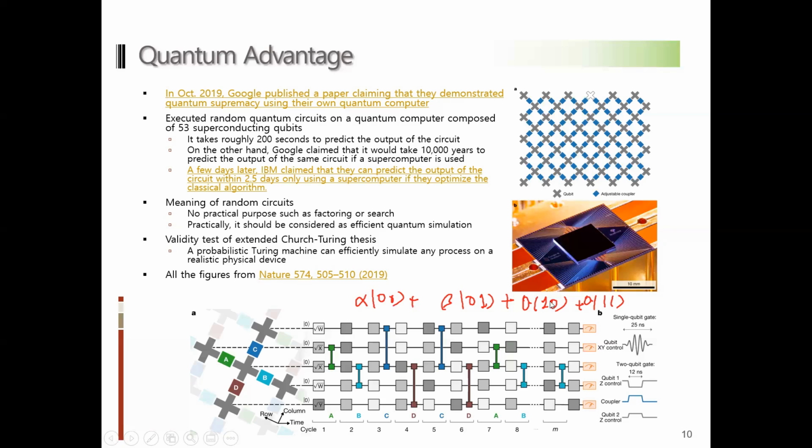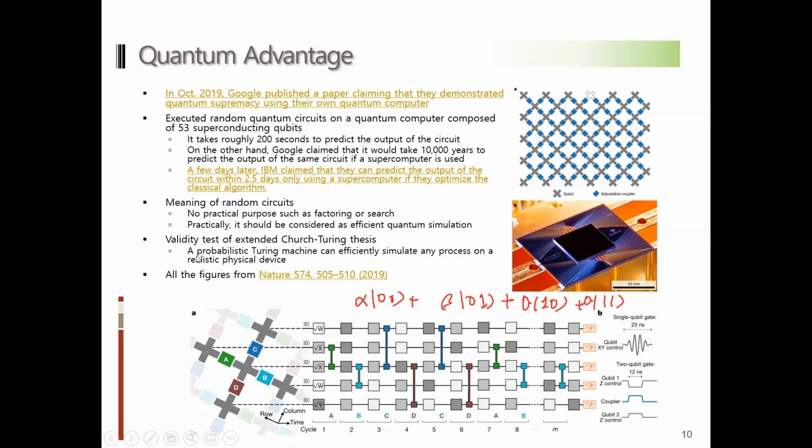However, as this example shows, this kind of randomly created circuit cannot be efficiently calculated or simulated on a classical machine. So even if the classical machine has the option of some probabilistic Turing machine, still it's not enough. The point of this experiment is that to simulate any process on a realistic physical device, we need to change this probabilistic part to the quantum.